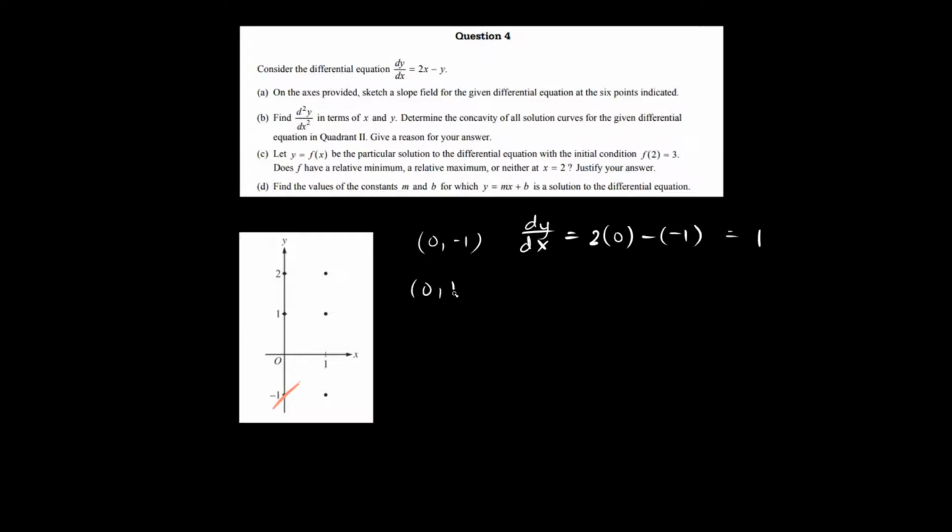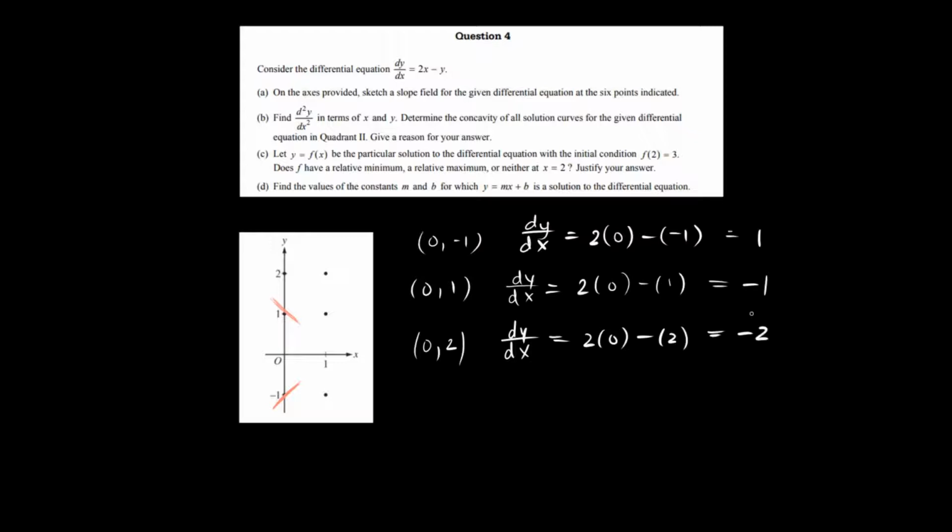So 0, 1, dy dx, the slope, would equal 2 times 0 minus positive 1, which means the slope is -1. So that would look something like that. The third point is 0, 2. So dy dx is just equal to 2 times 0 minus a positive 2. So the slope is -2. So -2 would be like that.